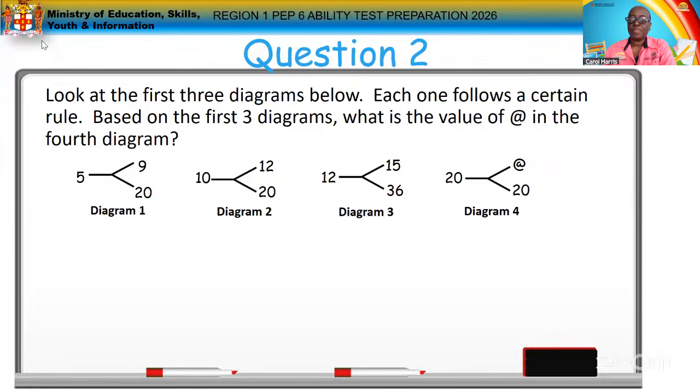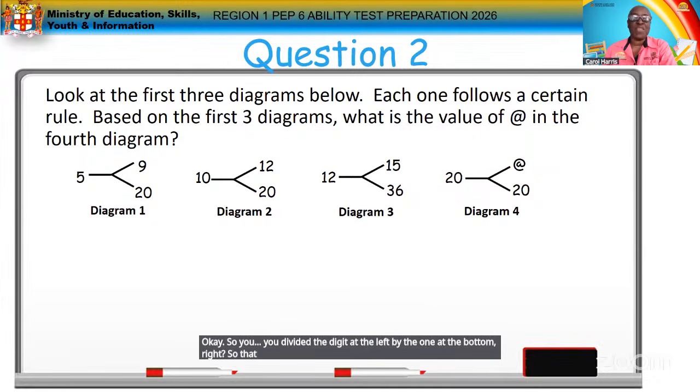So, Miss, you have to divide the 5 by the 20 and then add the 4 that you get plus the 5 would equal 9. And you repeat it again till you get the answer. So you divided the digit at the left by the one at the bottom, right? So that was your approach. Thank you for that, DuPont Primary. So we're seeing that there are different approaches, but we're still arriving at the same result.